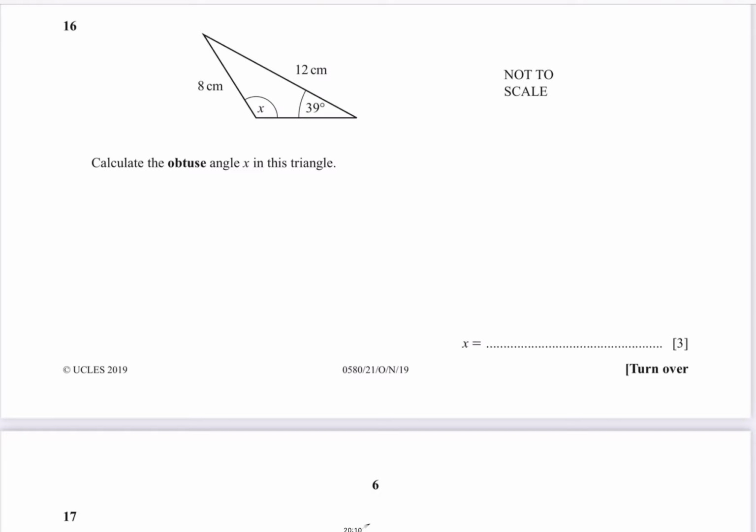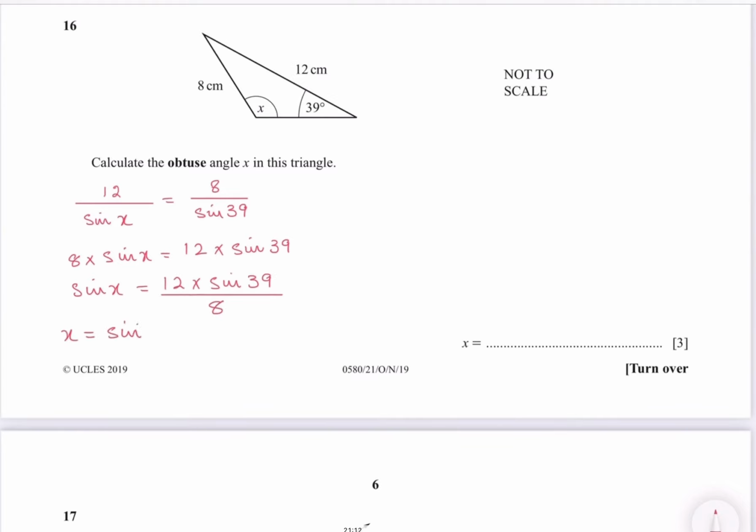Question number 16. Calculate the obtuse angle x in this triangle. So use the sine rule. So 12 over sine of x equals 8 over sine of 39. Now cross multiply, and from here make sine of x the subject, and x is equal to sine inverse of 0.94, which is 70.73. So we have to find the obtuse angle.